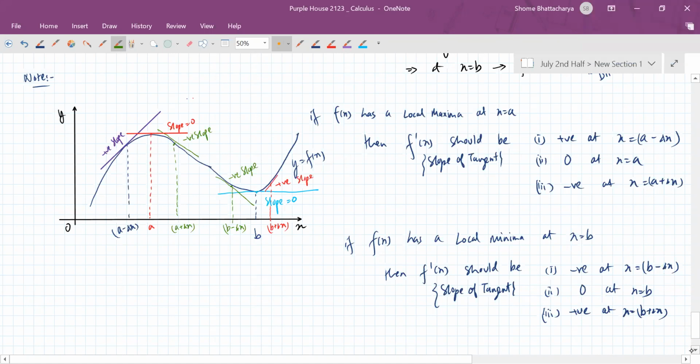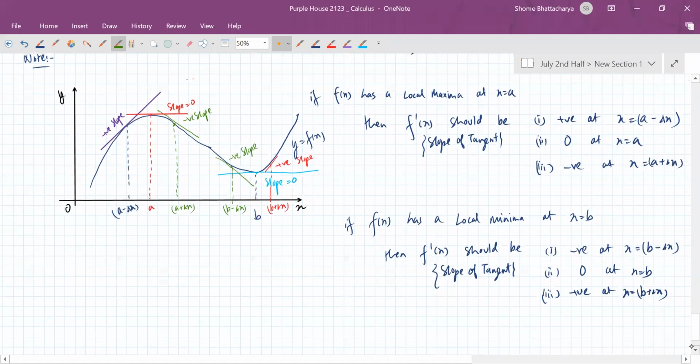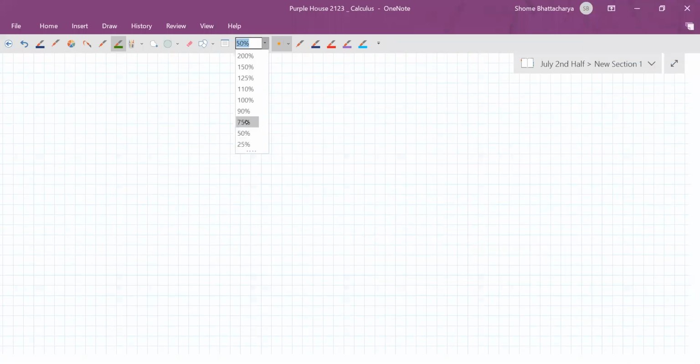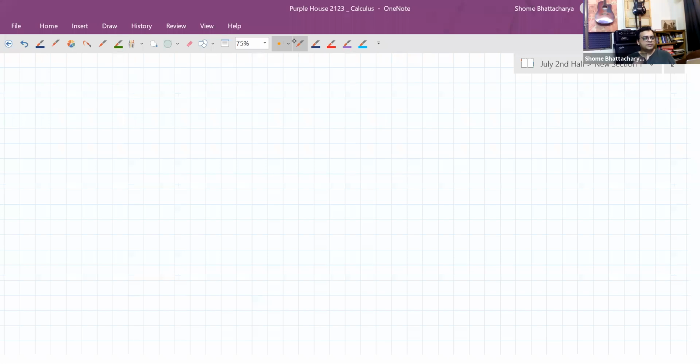Yes, sir. Could you take an example of a function? Yes, exactly. So now we'll go back to that first one that we were talking about, 2x minus x square. I think that was the graph we were talking about.